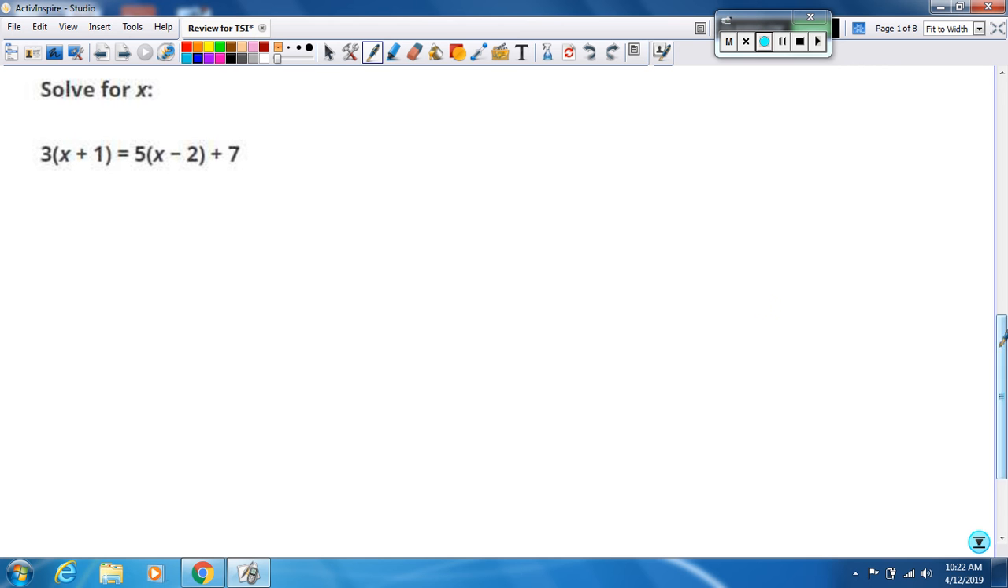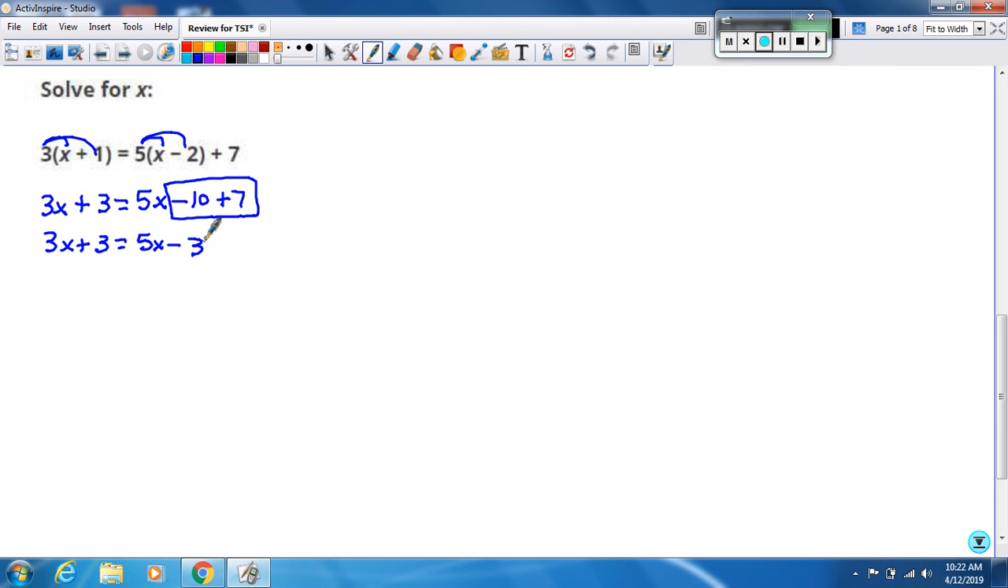Solve for x. You have to distribute to get rid of parentheses. So 3 times x is 3x. 3 times 1 is a positive 3, equals, next parentheses, 5 times x is 5x. 5 times negative 2 is negative 10. Then you've got your plus 7 over here. So 3x plus 3 equals 5x. A negative 10 and a positive 7 is a negative 3.